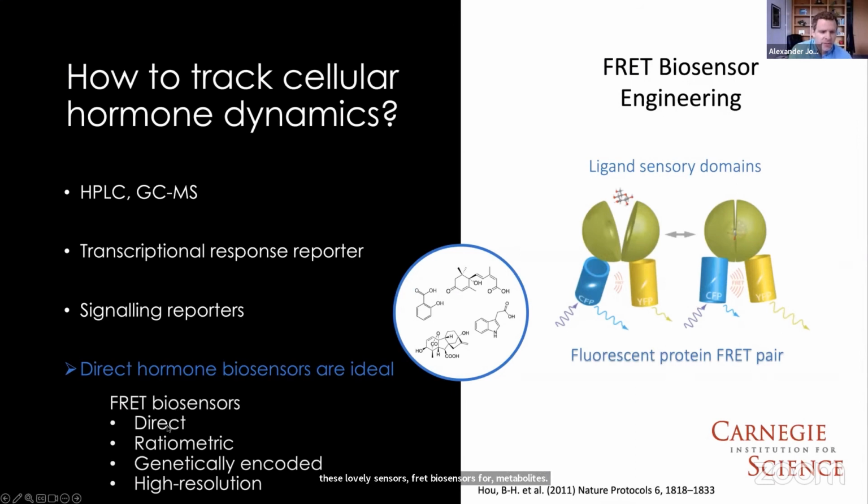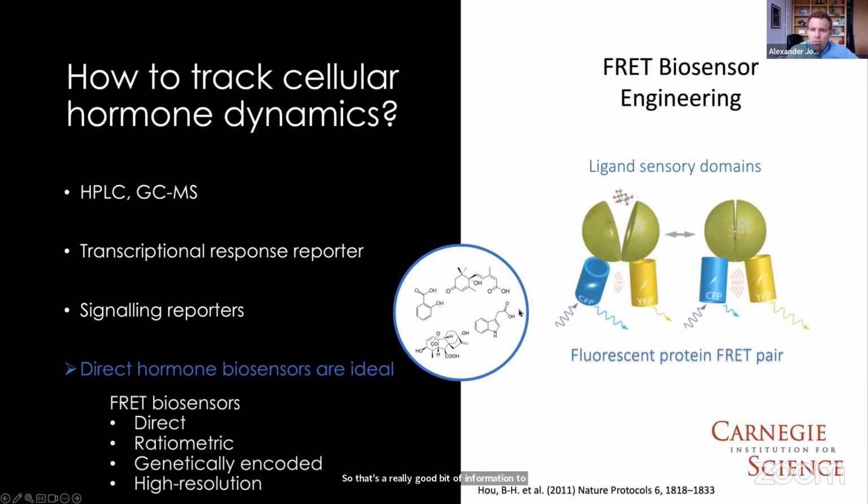FRET biosensors can be directly binding to a ligand. They can be ratiometric, which is really great for quantification. They're genetically encoded, which means you can target them to many cells and also different organisms. And they are high resolution, so you have very high spatial and temporal resolution. And if you target the direct sensors to subcellular compartments, you could even get subcellular information on hormone dynamics. So that's a really good bit of information to start the rest of those investigations from.